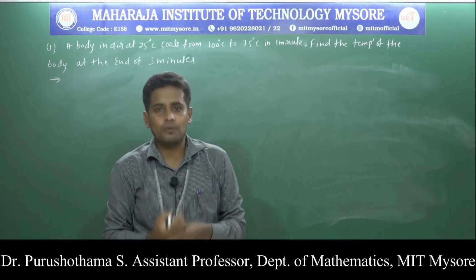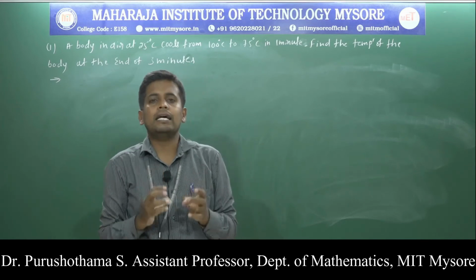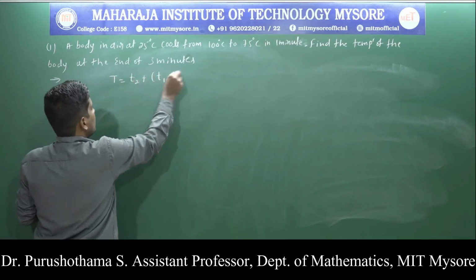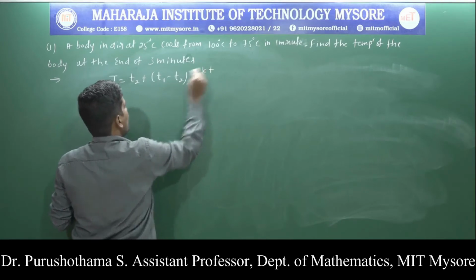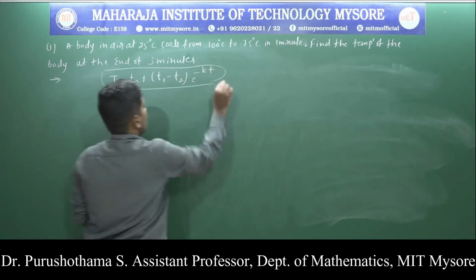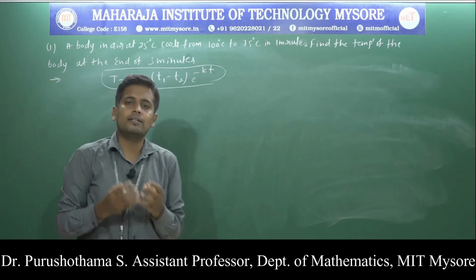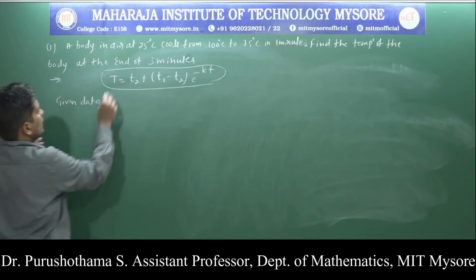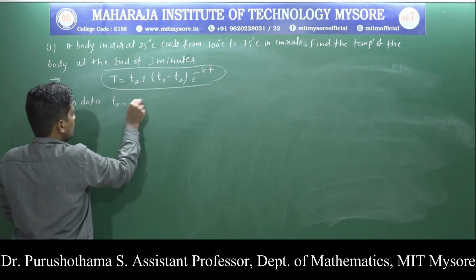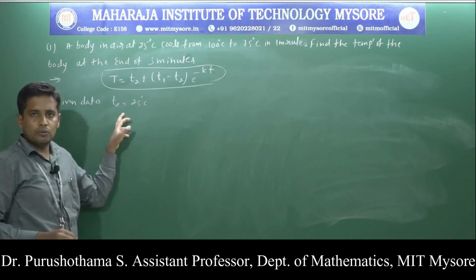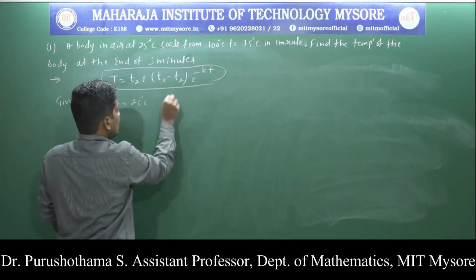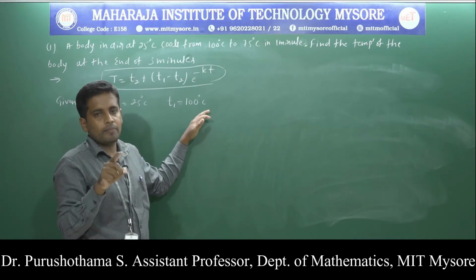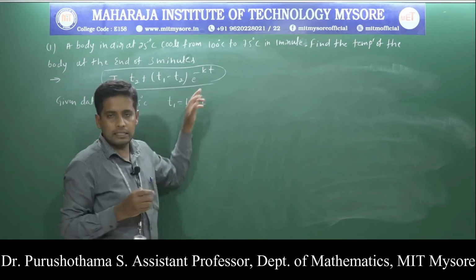According to Newton's law of cooling, the temperature function at any time t is given by T equals T2 plus (T1 minus T2) times e power minus kt. This is the temperature function formula. In the next line, write the given data. Given data: T2, the air temperature, is 25 degrees Celsius. T1, the initial temperature of the body, is 100 degrees Celsius, when time is equal to 0.